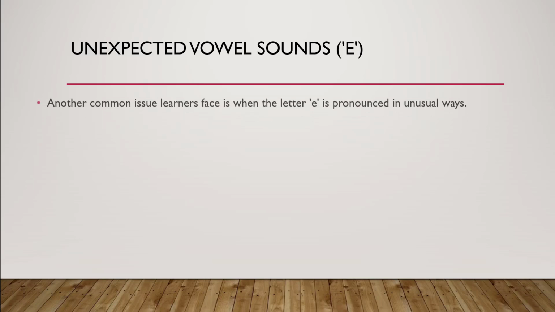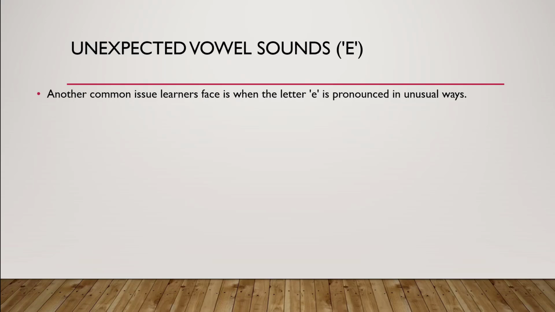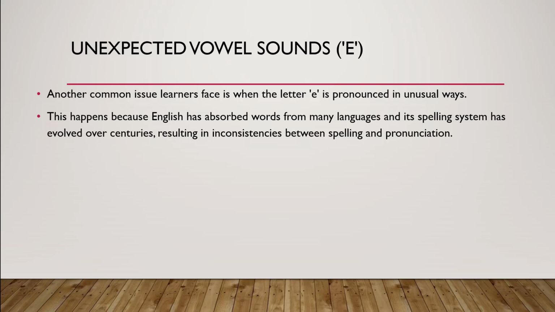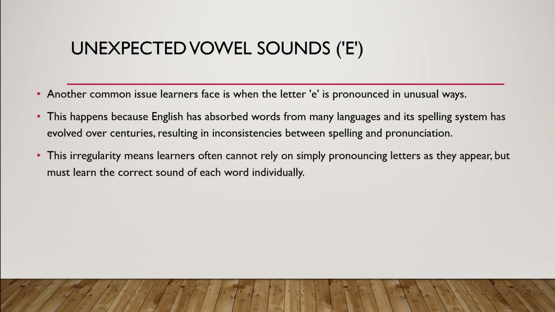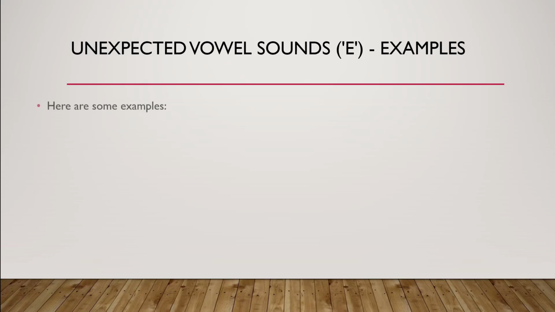And we do the same thing with the letter E. Sometimes the letter E is pronounced in an unusual way. And again, it's because English has many different origins and different languages, and they've all been retained in some part of the language. Over the centuries, this has all evolved into one hodgepodge that we lovingly call English. And this means that often you can't just pronounce the letters as they appear, but you really have to learn each word individually, as these examples show.